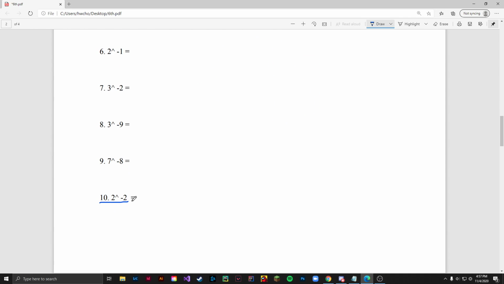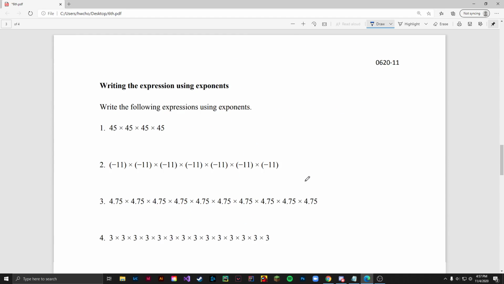And the last one, 2 to the negative 2, this is super simple. 1 over 2 squared. It's going to be 1/4 or 0.25. That's going to be your answer.